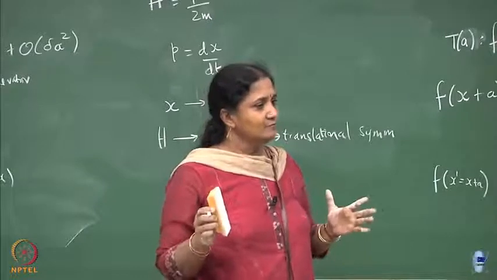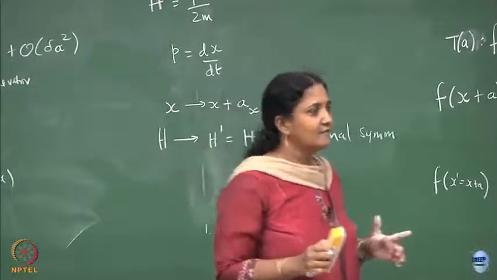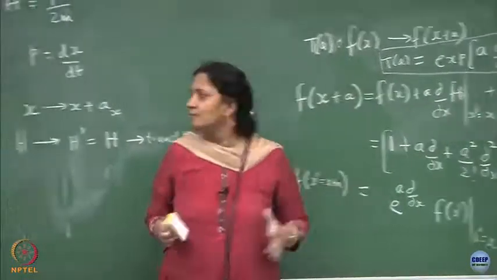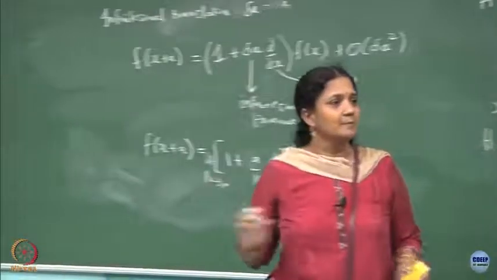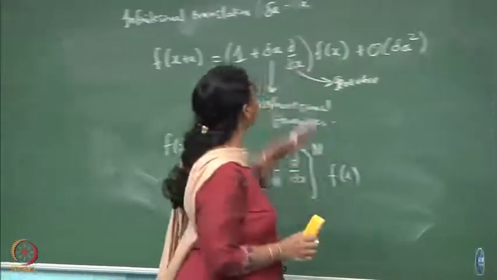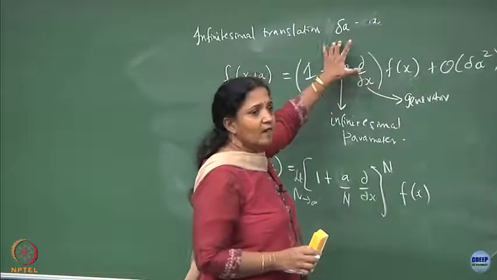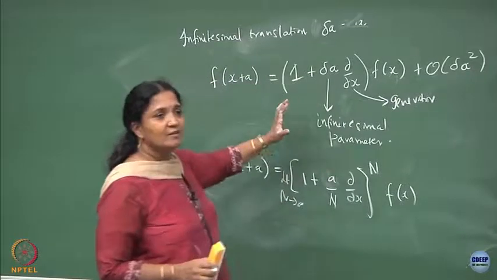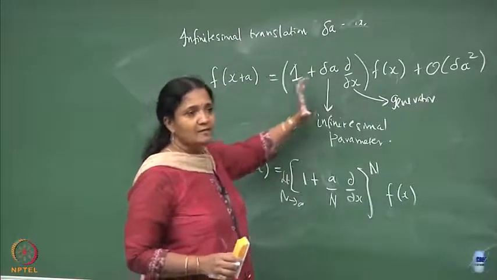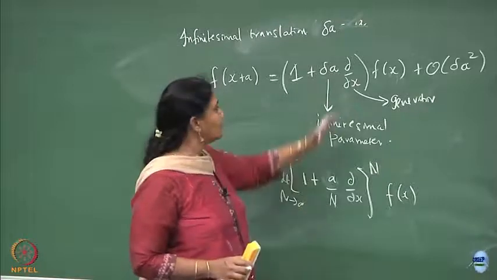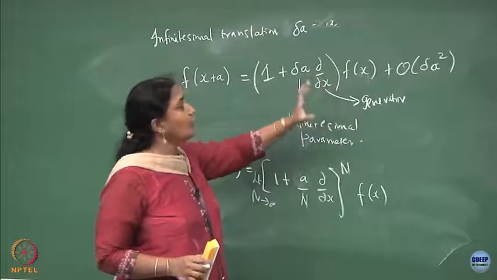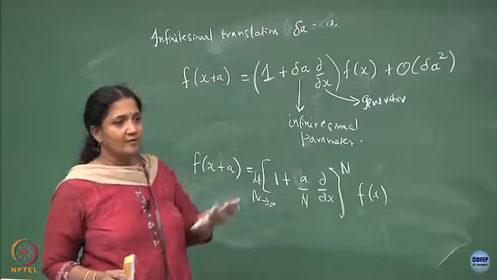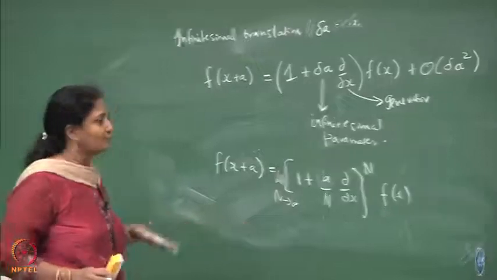Is that clear? This is the first difference between what you did in discrete groups and continuous groups. Whatever I have said for translation, the same thing I can say for rotation. The parameter will be delta theta, and then you can do an infinitesimal rotation. If you do an infinitesimal rotation, you can find that there will be a deviation from identity. And the corresponding differential operator is what, we have to figure it out, but right now we will do it slowly.